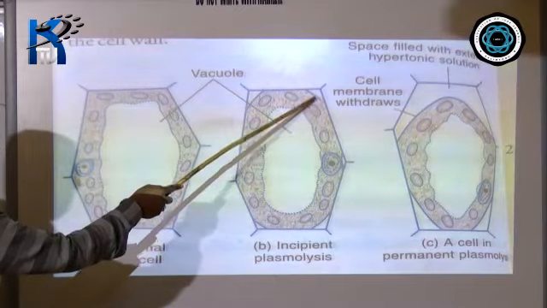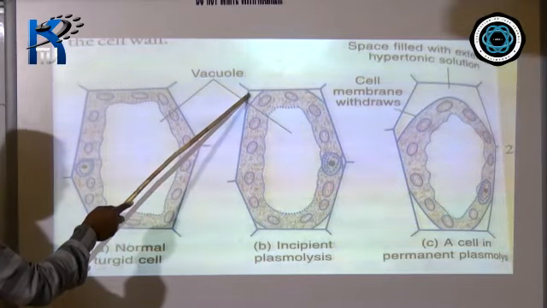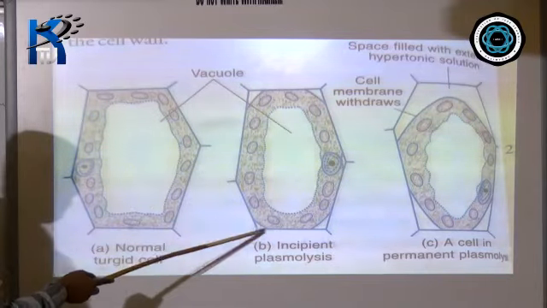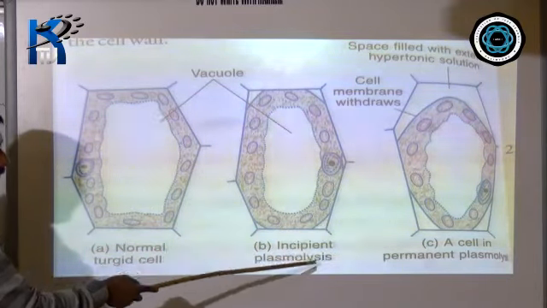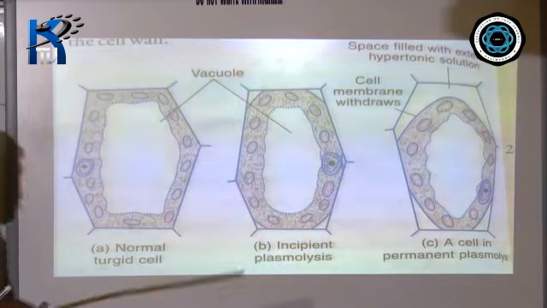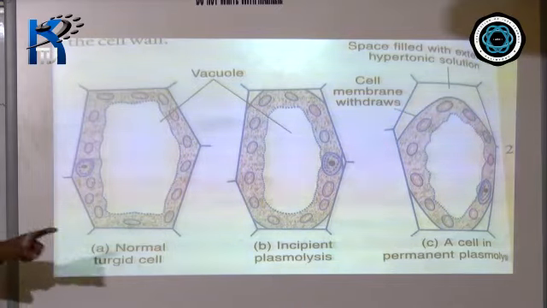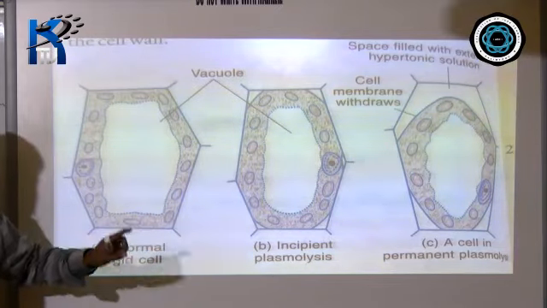Okay, this part, the cytoplasm from the corner end, it is shrinking. You see, from the corner end it is shrinking. What do we use the term? We use the term called incipient. What do you mean by incipient? Incipient means the starting of plasmolysis, the beginning of plasmolysis, is called incipient plasmolysis.